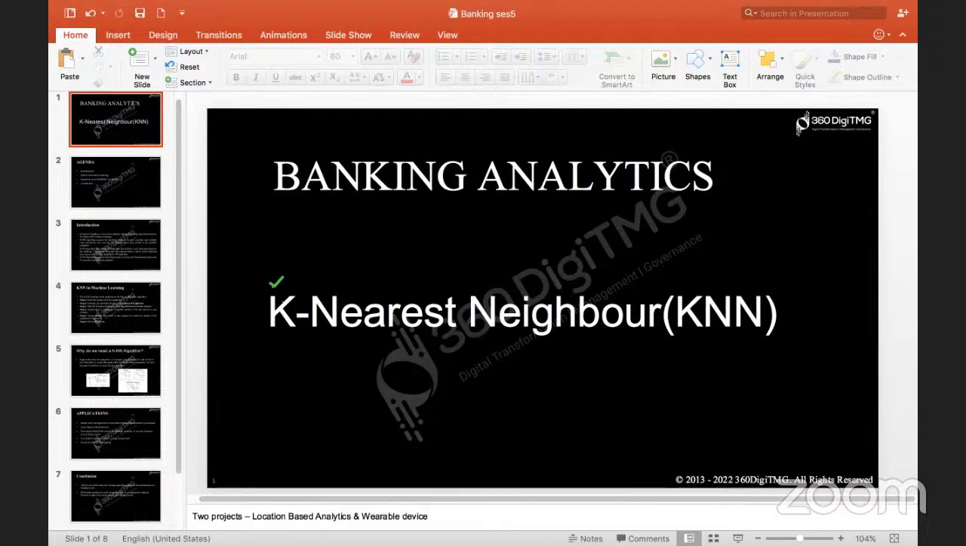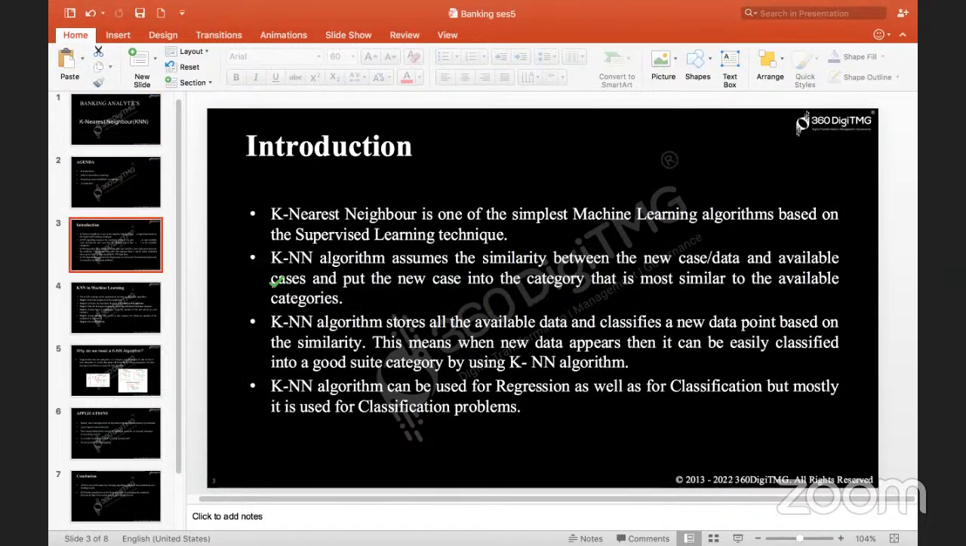Whether it is image classification, handwriting classification, whether a person is a good customer or bad customer, a risky customer or not, a loan defaulter or not, whether his credit history allows you to approve him a loan or not, all these scenarios and business problems can be solved using KNN. So it is a classifier, and the other name is that it is a lazy learner. It is a supervised learning model.